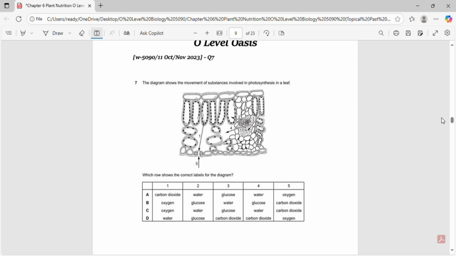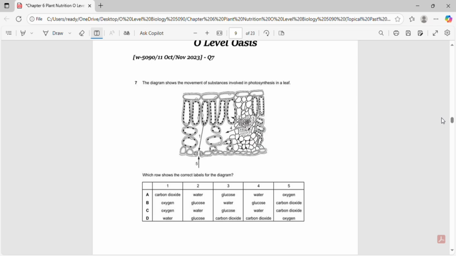Now, before we jump to the answer, let's quickly go over what actually happens during photosynthesis. Plants take in carbon dioxide from the air through tiny openings in their leaves called stomata. They also absorb water through their roots, and that water travels up through the xylem to the leaf. Inside the leaf, sunlight is used to convert carbon dioxide and water into glucose, which the plant uses for energy. And as a byproduct, oxygen is produced and released into the air. With that in mind, let's try to figure out what each arrow is showing.